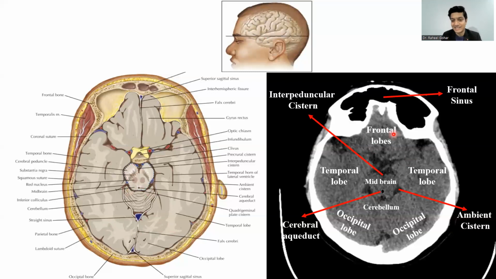Again you can see we have the frontal lobe. Bilaterally we have the temporal lobe. This is the midbrain, the cerebral aqueduct, interpeduncular cistern. This part in the center is the cerebellum, and we have the occipital lobes as well.